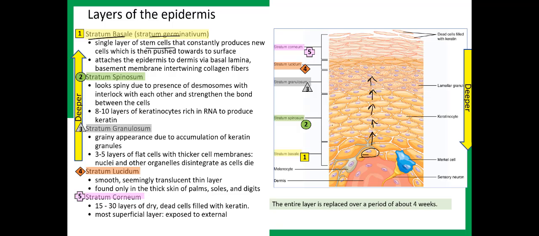The stratum spinosum is the next layer up. And you can see here the cells kind of look spiny due to the presence of desmosomes that connect one keratinocyte to another. The stratum spinosum is rich in RNA. Remember, messenger RNA is used to produce protein. And so the messenger RNA found in keratinocytes in the stratum spinosum produces the protein keratin.